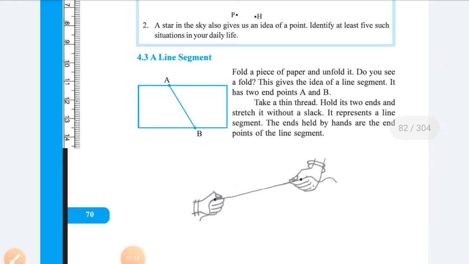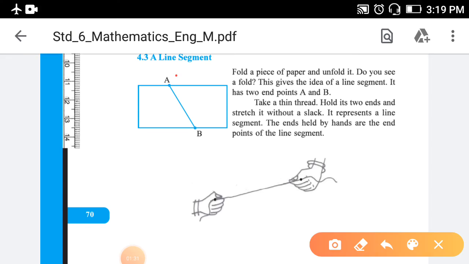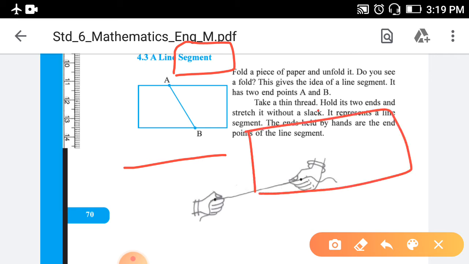Next topic, line segment. Segment, it means part of something. And line segment, it means part of a line. For example, thread. It is an example of line segment. Then take a piece of paper and fold it from the middle, and after folding unfold it. So you will see a fold.